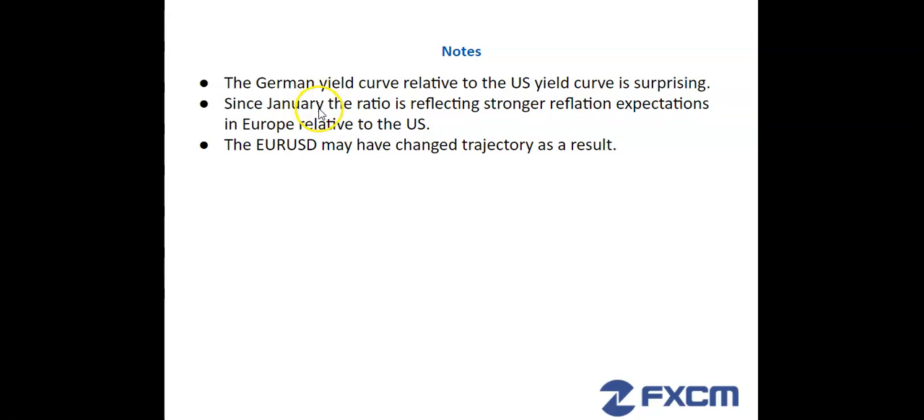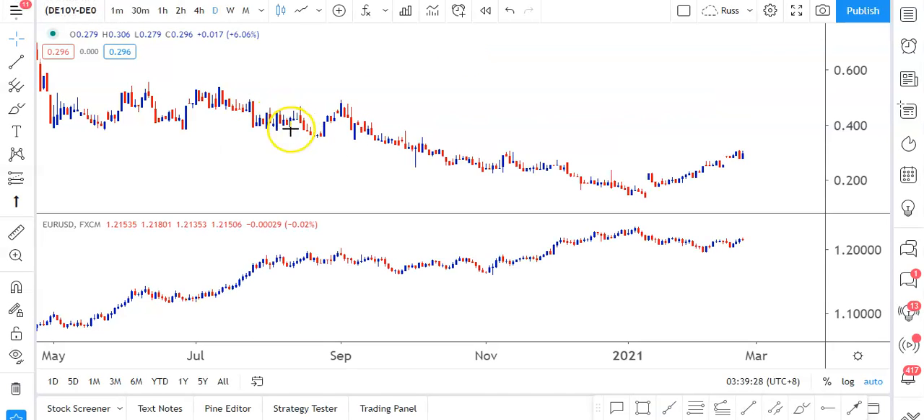Now, the German yield curve relative to the US yield curve is actually quite surprising. Since January, the ratio is reflecting stronger reflation expectations in Europe relative to the US, and the euro US dollar may have changed trajectory as a result. Just bringing up the charts here.